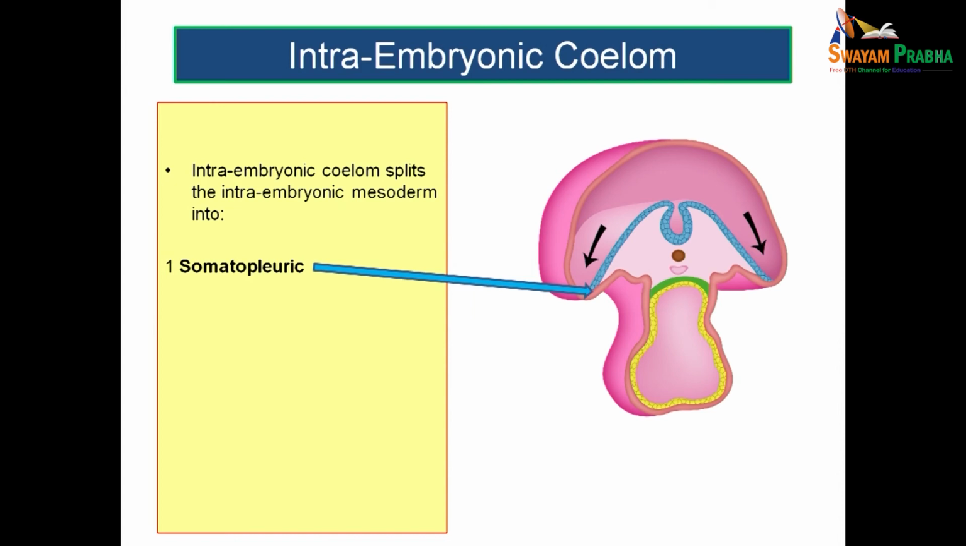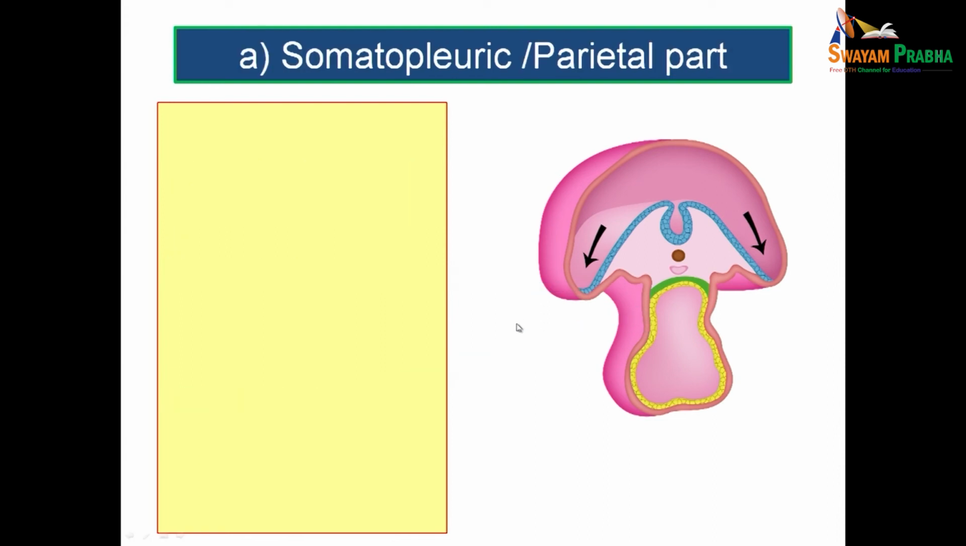As the term implies, what do you mean by somato? It will be lying closer to the ectoderm. This blue colored one is the ectoderm. So, the part of the mesoderm lying closer to the ectoderm you call somatopleuric. Here you get the intraembryonic coelom. Previously the mesoderm here was just a band of mesodermal cells. Since this cavity is formed, this band of cells got split into a part lying closer to the ectoderm and a part lying closer to the endoderm. The part lying closer to the ectoderm you call somatopleuric. Similarly, the part lying closer to the endoderm you call splanchnic.